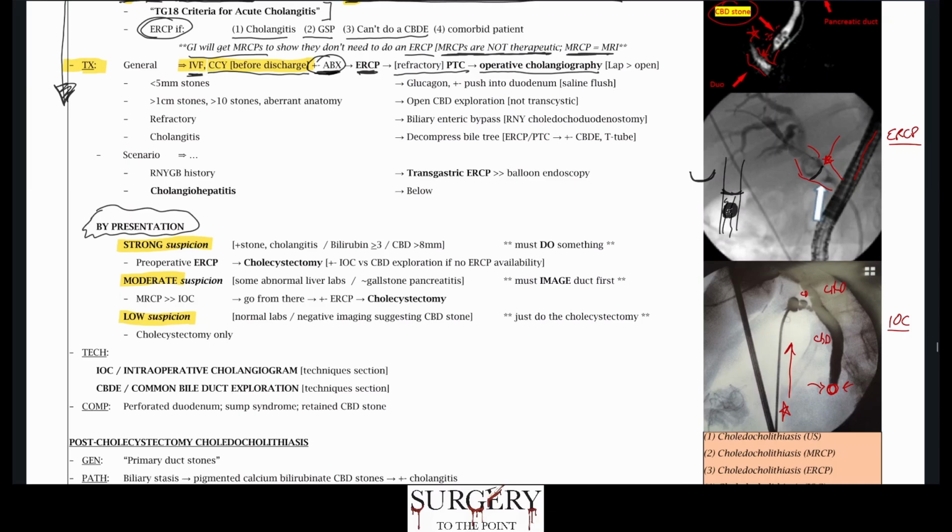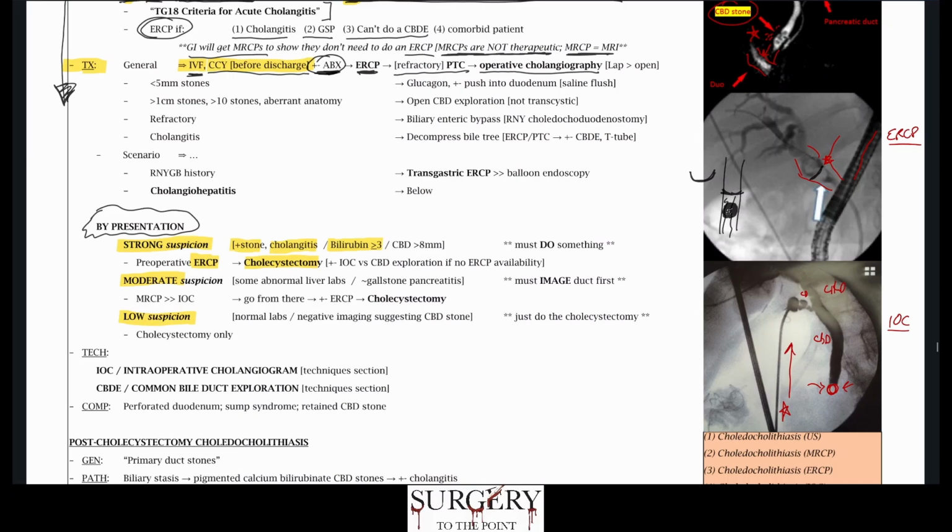If you have a very strong suspicion for, let's say, choledocholithiasis to the point of cholangitis, 100% you need to be doing something, meaning an ERCP. If there's a stone present, if they have elevated bilirubin, especially greater than 3, or if their common bile duct is dilated, these are all indications that you should plan on doing something. And again, before that patient leaves the hospital, even if you have relieved those stones via an ERCP with a sphincterotomy or a balloon sweep, you still got to plan on the cholecystectomy.